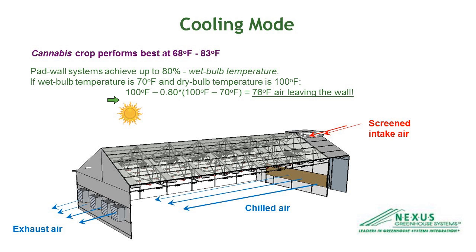So here's an example of how a pad wall system works. A pad wall system works best when you have a very low wet bulb temperature or very low dew point temperature. In this case, if we had a wet bulb temperature, dew point temperature, of 70 degrees, and the dry bulb temperature, the perceivable temperature that you feel outside, is 100 degrees, our pad wall system is able to reach 80% of the difference between those two numbers. So if you take 100 degrees Fahrenheit and subtract 80% of the difference between 100 and 70, which is 30, you multiply that by 80%, that gives you 24 degrees. That's how you're able to achieve 76 degrees inside of a greenhouse on a 100-degree day under the proper conditions.